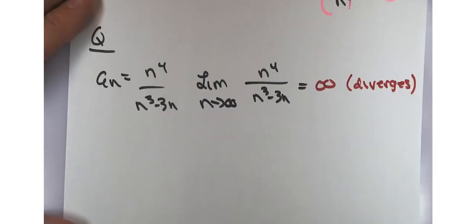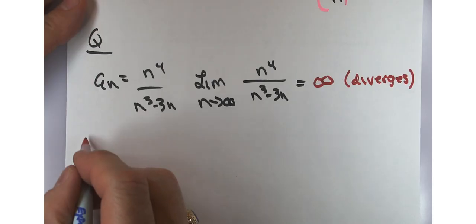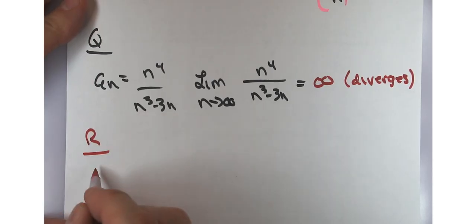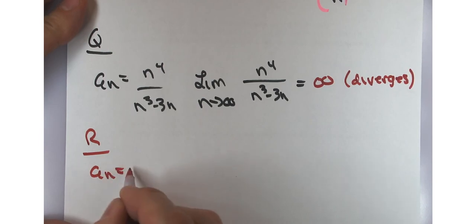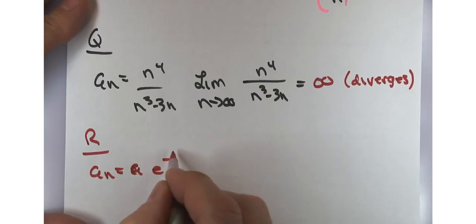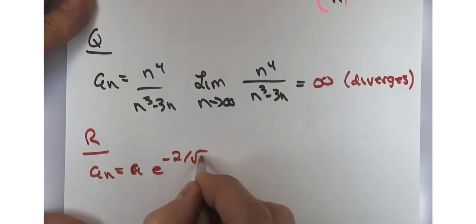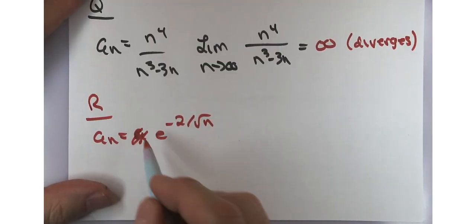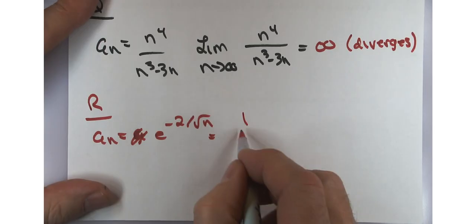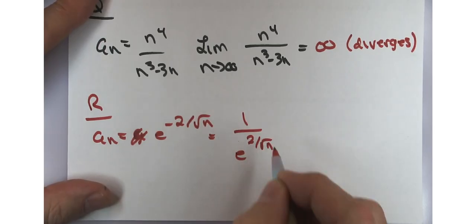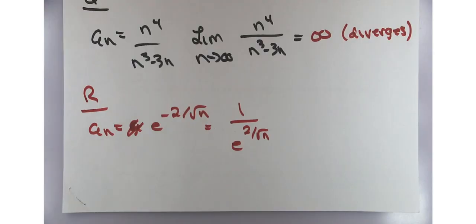Let's keep on going with example R. In this case, R is going to be e to the negative 2 over square root of n. It might be helpful to rewrite this as 1 over e to the 2 over square root of n. Nothing wrong with that. Just getting rid of that negative in the exponent.